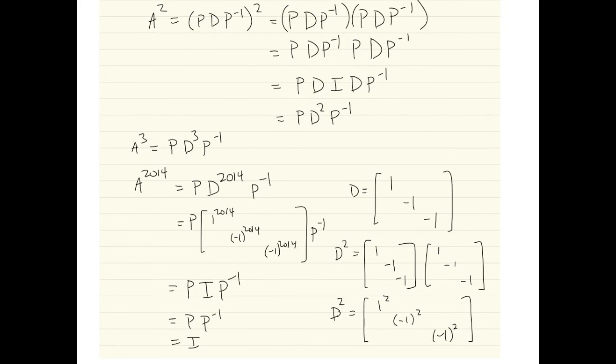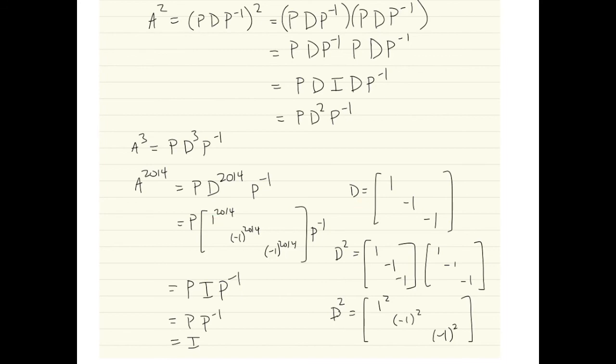Similarly, A cubed is going to equal PD cubed P inverse. The same type of cancellation will occur when you write PDP inverse out 3 times instead of just 2 times, and so on. So A to the 2014 is P D to the 2014 times P inverse, and now D is given by this. Raising a diagonal matrix like D to any power like 2014 means just raising each diagonal entry to the 2014.